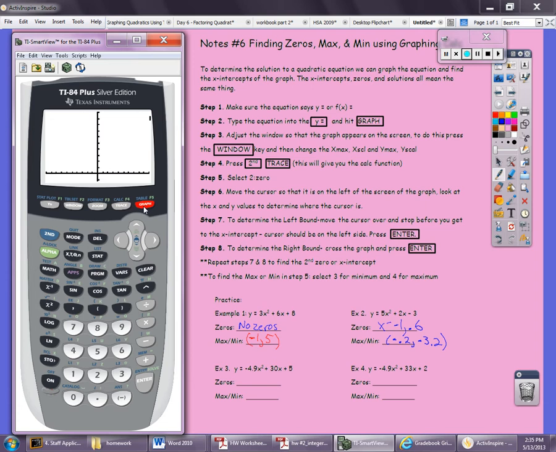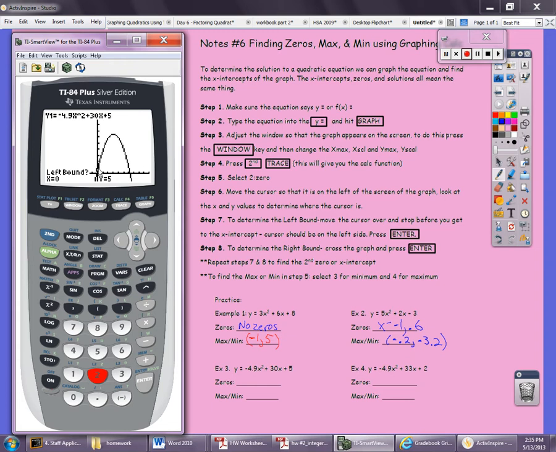And graph. So now we can see the whole graph. We could have done 60 or 70, just as long as we see the whole graph. Now we can find the zeros. So to find the zeros, we do second, trace, and we want 0, which is number 2.